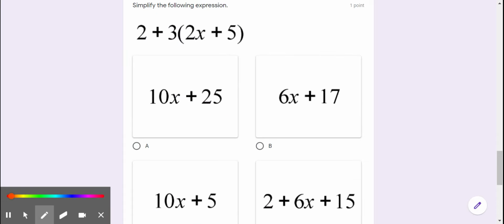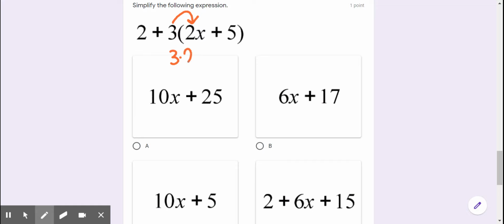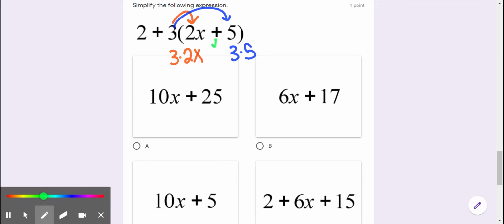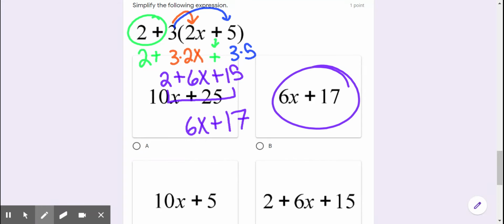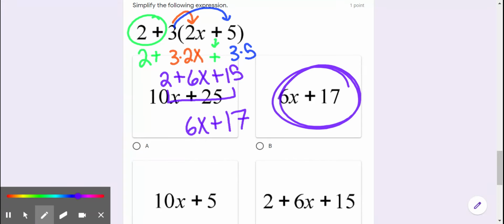All right, same thing here with distribution. Distribution is a multiplying kind of thing, so you do not want to add those two together, but rather distribute 3 times 2x and further distribute 3 times 5. And you're distributing a positive number there. This plus sign goes along for the ride, as does this term right here, because the plus sign there doesn't really have much of an impact. Go ahead and solve these problems and simplify. It becomes 2 plus 6x plus 15. The outside terms are my like terms. 6x plus 17 is your answer. It's going to be letter B.